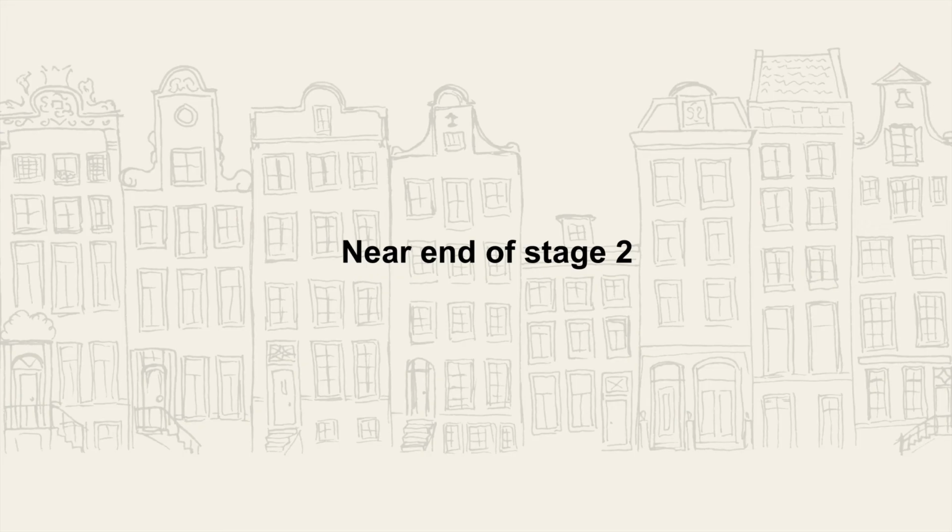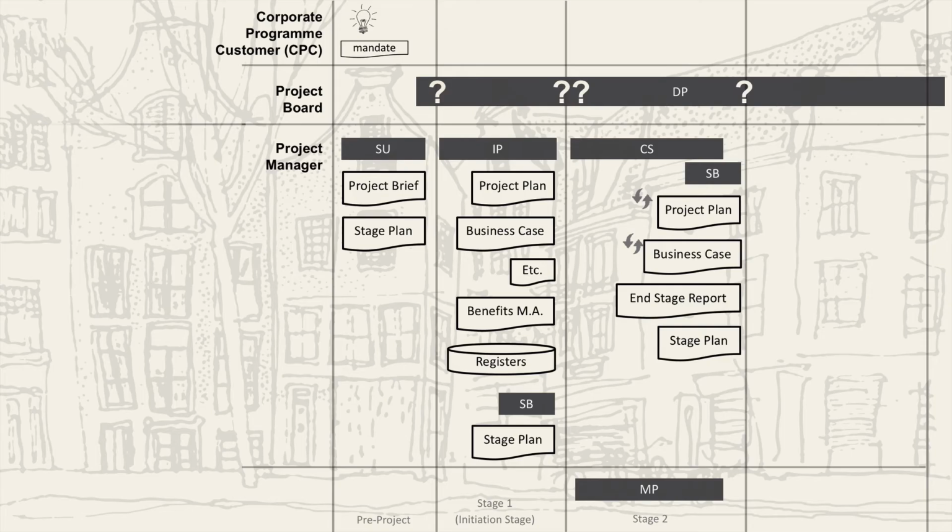So let's pretend that stage 2 is going quite well, and now we're going to work on the stage boundary process and plan the next stage, which will be the last stage. PRINCE2 tells us that we have to update the project plan, update the business case, create an end stage report, and then plan the next stage. I will do these steps in the next couple of minutes, and you'll see how I do them in Trello. This is all part of the stage boundary process.